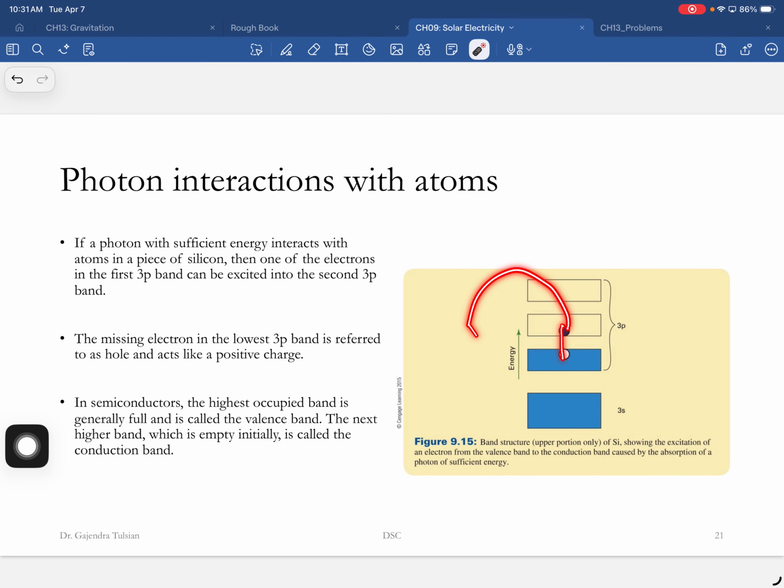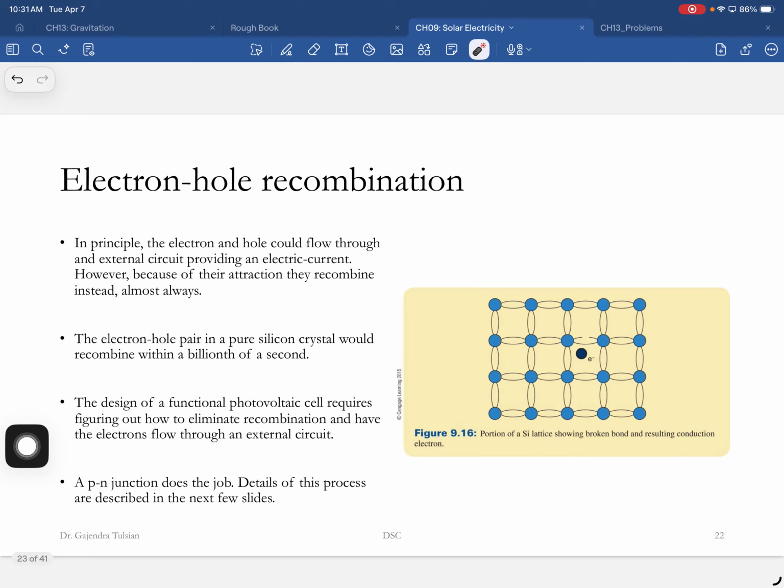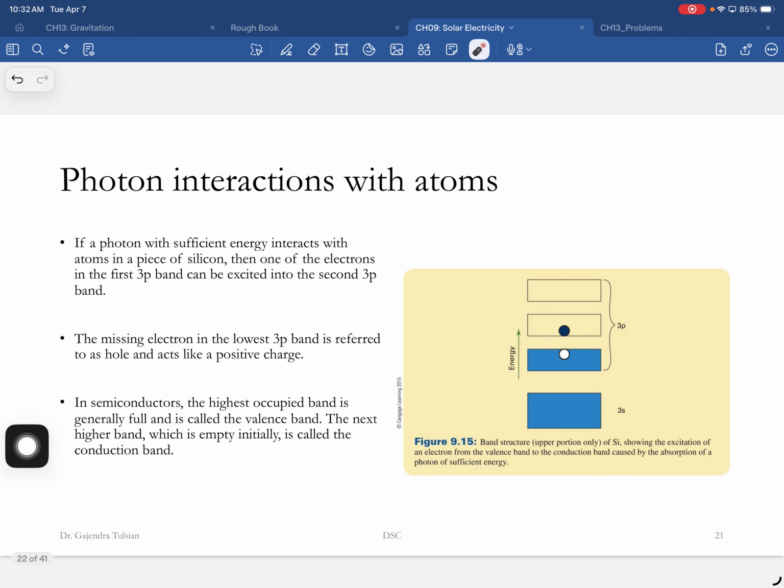So sunlight fell, this got excited, and they recombine within a billionth of a second. Now, how do you prevent that, and how do you make this flow in an external circuit? That's the problem we'll talk about next week. That thing won a Nobel Prize. It's called a PN junction, and we'll talk about that. We're going to talk about how photovoltaics produce electricity. And they're the only technology where they're not turning the wire.